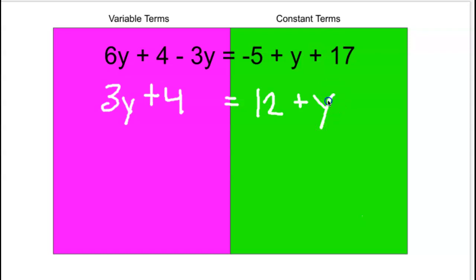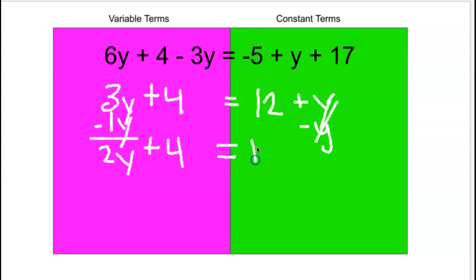So now this is more so what we're used to looking at, and we can now collect our terms on either side. So I'm going to do my variables first, so minus y, and then I'm going to subtract y on this side. And remember, there's an invisible 1 here, so I'll just go ahead and put that. 3y minus 1y is 2y. I'm going to bring everything else down. Plus 4 equals 12.